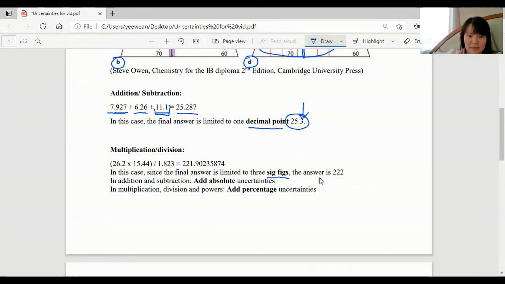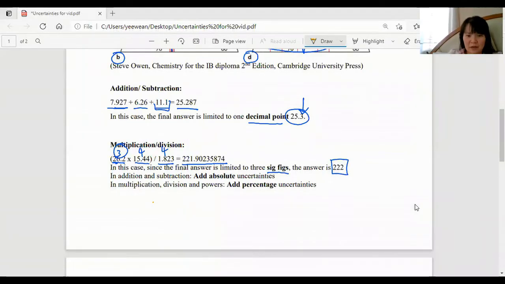So 1 dp. Okay, if you multiply or divide, so we have 3SF here, 4SF, 4SF. We have a really long figure in our answer. So this is 3, 4, and 4. So we're going to follow 3 SF. So our final answer should be like this. 2, 2, 2 is 3 significant figures.